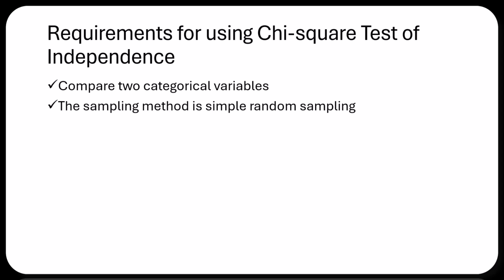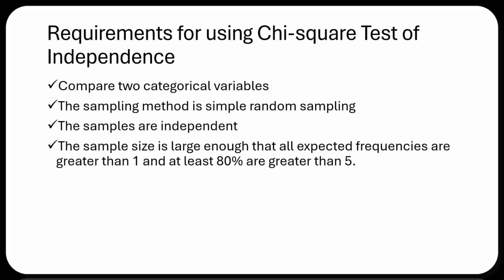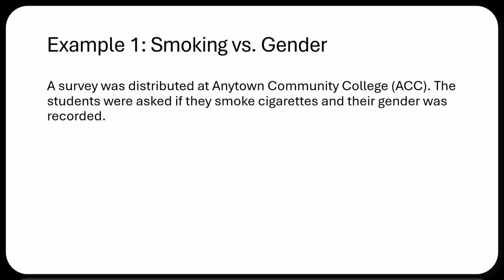Requirements for using the chi-square test of independence. You must be comparing two categorical or qualitative variables. The sampling method must be simple random sampling. The samples must be independent, and the sample size must be large enough that all expected frequencies are greater than 1, and at least 80% of those expected frequencies are greater than 5.